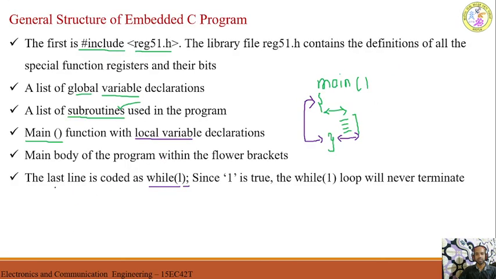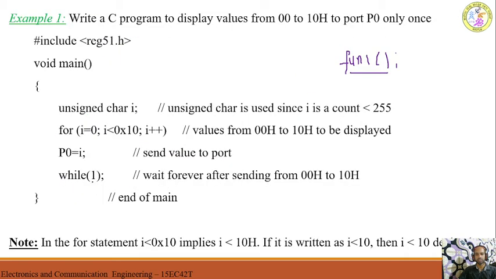And then the last line is while 1. You can observe here, this is the while 1. These are the statements of the C program. Then at the end, the while 1 statement is executed an infinite number of times.